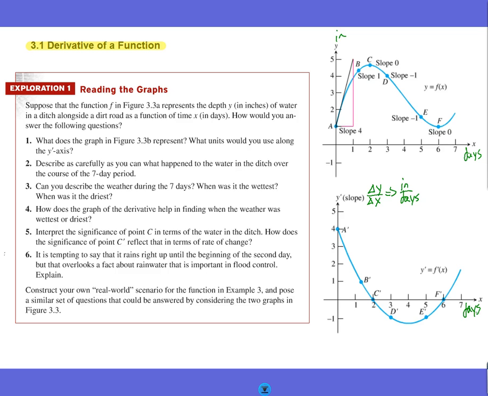Next it says, describe carefully what would happen to the water in the ditch over the course of the 7-day period. I'm looking for you to talk about when the water is rising in the ditch, when it is falling, and when it is staying the same. The next one is, can you describe what the weather is like, and how does this graph help you? I want you to look at all those questions and come back to me on our next day.